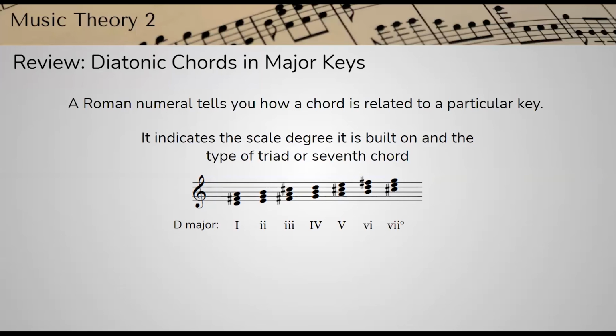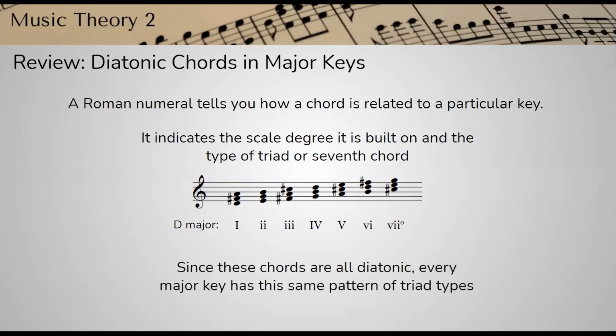So the Roman numerals tell you a lot of information in a really small amount of space. They tell you, first of all, which note of the scale the chord is built on, what kind of chord it is, and then if you include the numbers, they can also tell you the inversion of the chord. And since these chords are all diatonic, which means they're in a particular key, all the major keys will have this same pattern of triads.